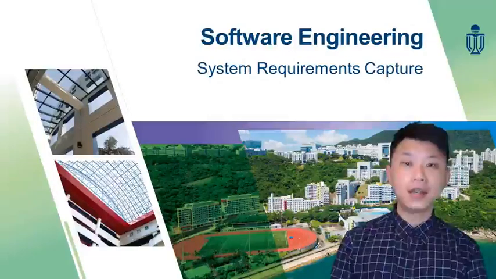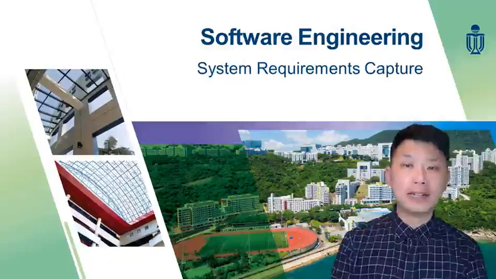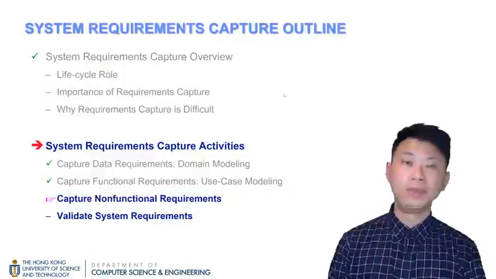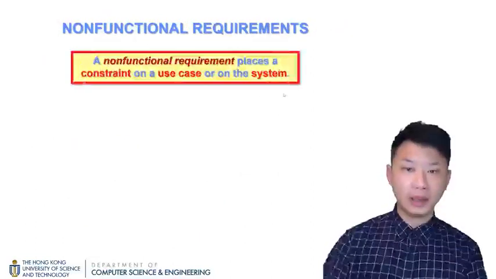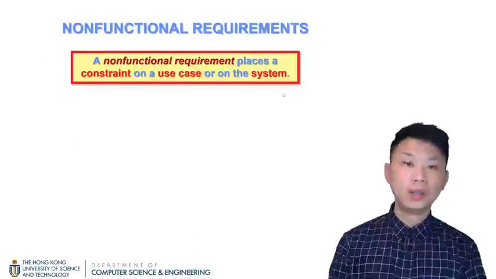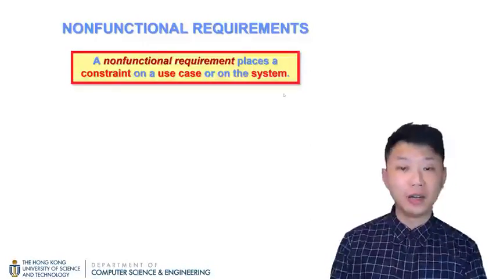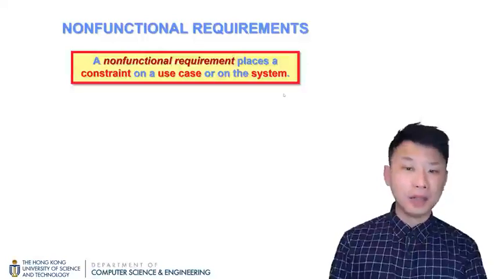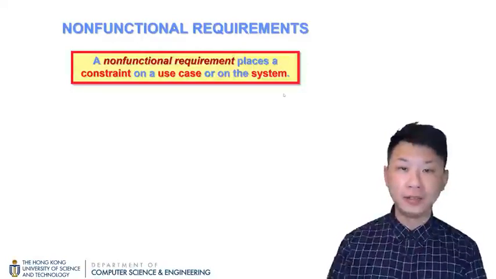Hi, in this lecture, we will talk about how to capture non-functional requirements and also how to validate system requirements. And we will first talk about how to capture non-functional requirements. So what are non-functional requirements? Basically, a non-functional requirement places a constraint on a use case or on the system. That means we try to place additional constraints on some functionalities of the system.